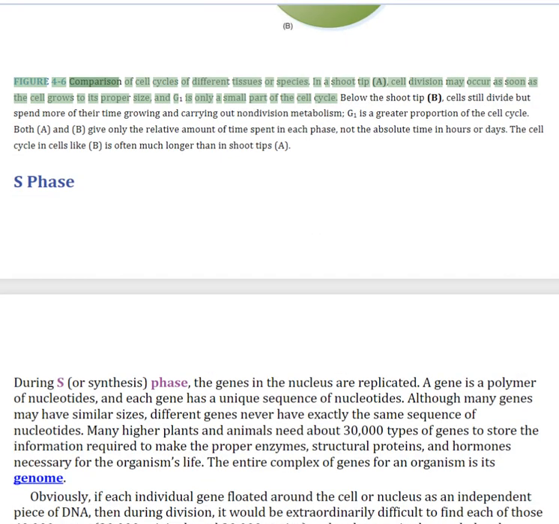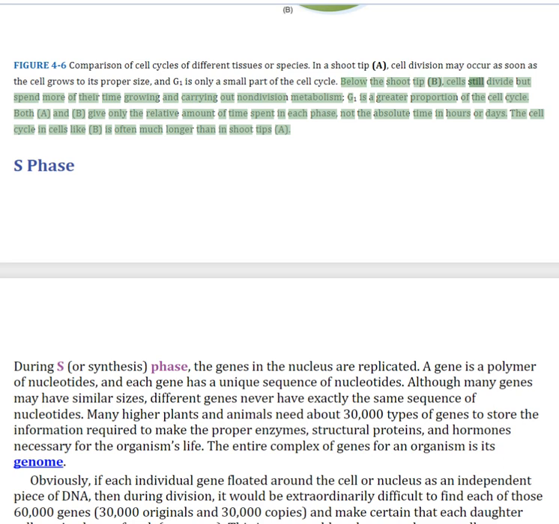Figure 4:6 Comparison of cell cycles of different tissues or species. In a shoot tip, cell division may occur as soon as the cell grows to its proper size, and G1 is only a small part of the cell cycle. Below the shoot tip, cells still divide but spend more of their time growing and carrying out non-division metabolism. G1 is a greater proportion of the cell cycle. Both give only the relative amount of time spent in each phase, not the absolute time in hours or days. The cell cycle in cells like this is often much longer than in shoot tips.